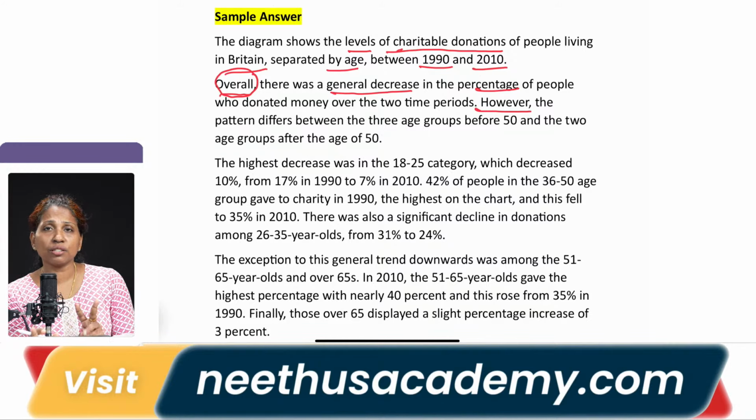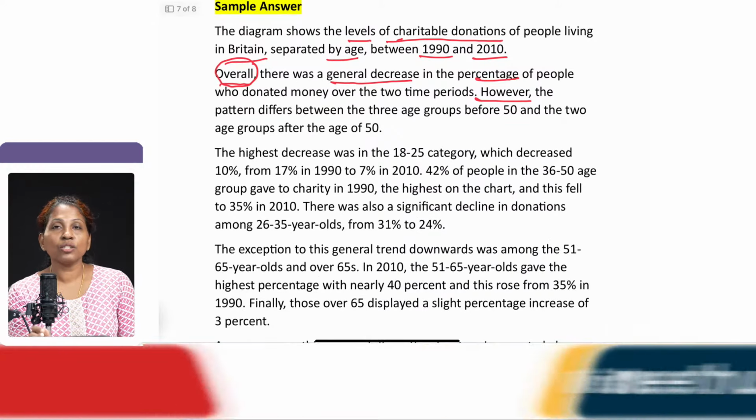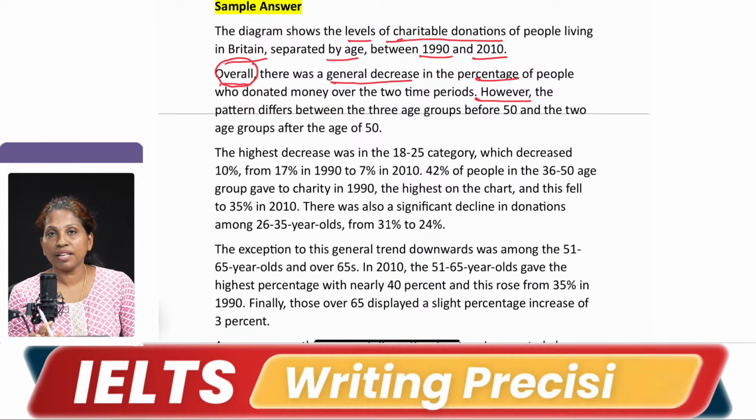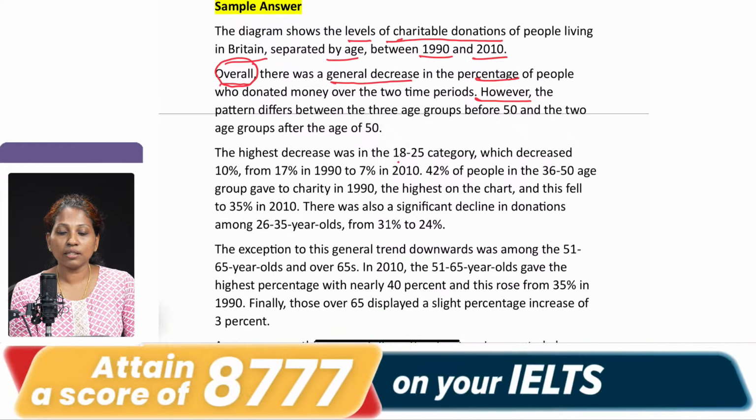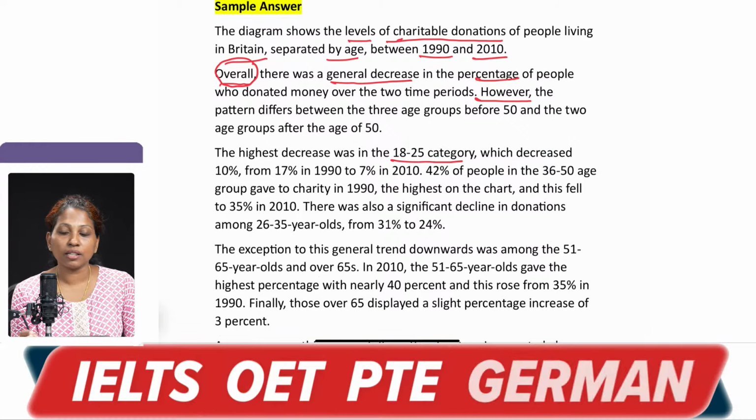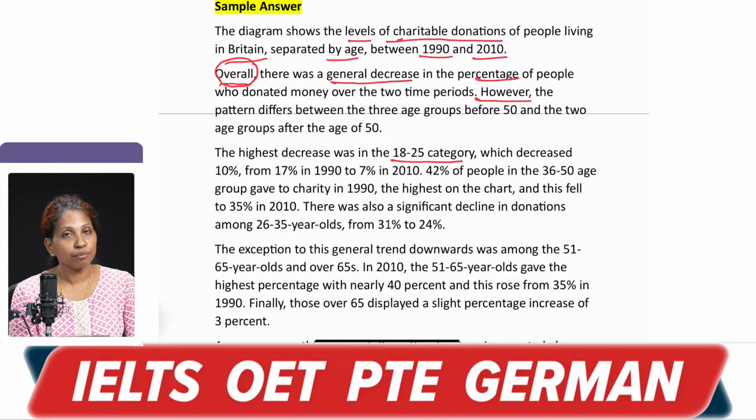That is the two main features in the overview. Coming to the first paragraph, because we are speaking about the decrease first in your main feature, that will be explained in your first paragraph. The highest decrease was in the 18-25 age category. From 18 to 25 years, there was a decrease of 10%.